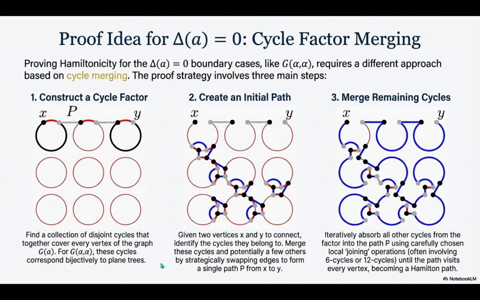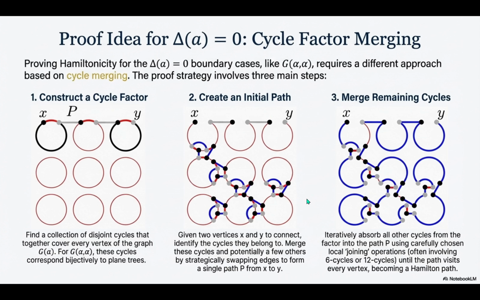Right. Then you pick your start and end points and build an initial path. And then comes the merging. The hard part. The very hard part. You have to iteratively absorb all those other little cycles into your one main path. You do it by carefully swapping edges, taking one from the path, one from a cycle, and replacing them with 2 new edges that stitch the cycle onto the path. So instead of breaking a big problem down, you're starting with lots of little solved problems and figuring out how to weld them all together. It's a huge contrast in approach. Yeah. But it's essential for those boundary cases where the induction doesn't have a solid footing.